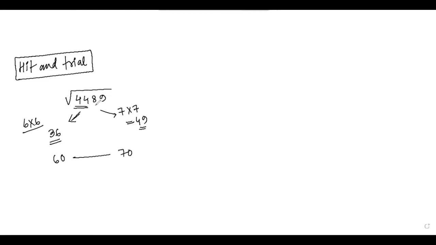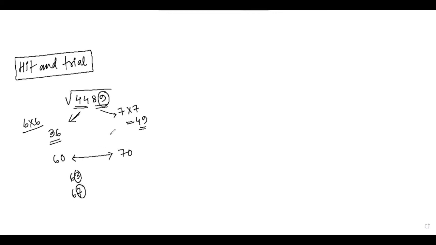Okay, so now we move on to the last digit. Okay, so think closely that between 60 and 70 there are only two numbers which can give 9 at the end. Okay, one is 63 and another one is 67, because 3 3s are 9, and 7 7s are 49, which also gives 9 at the end. Okay, so these two are our probable answers.